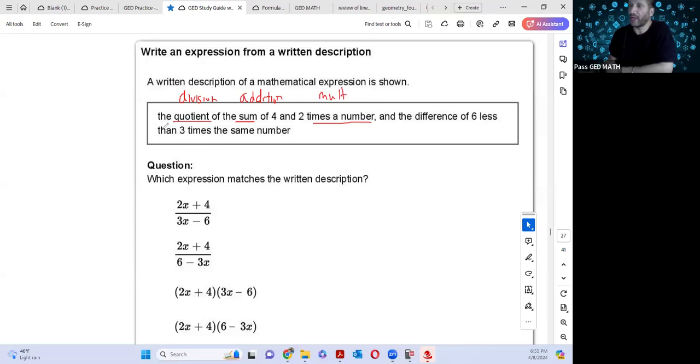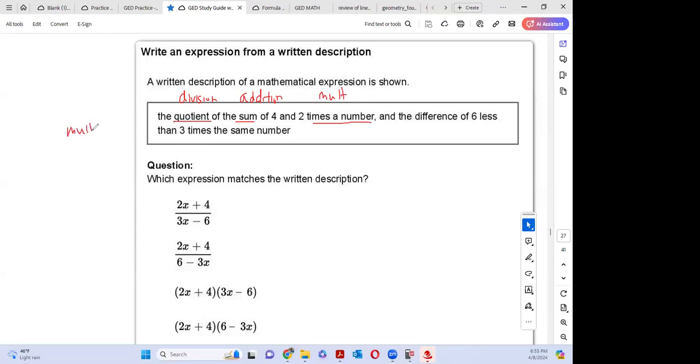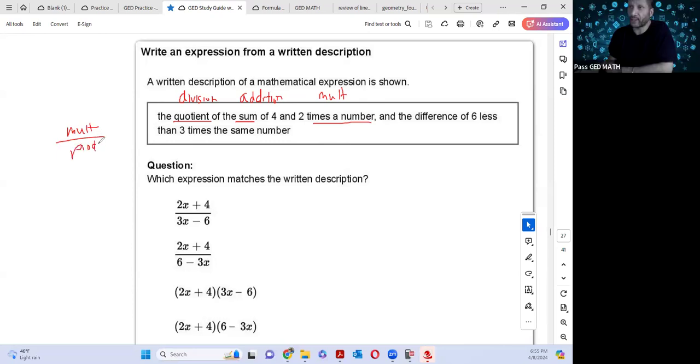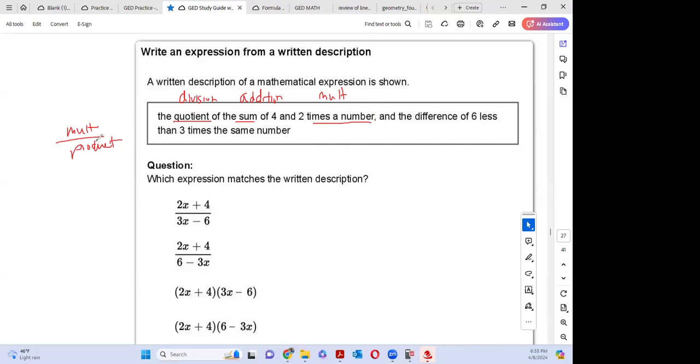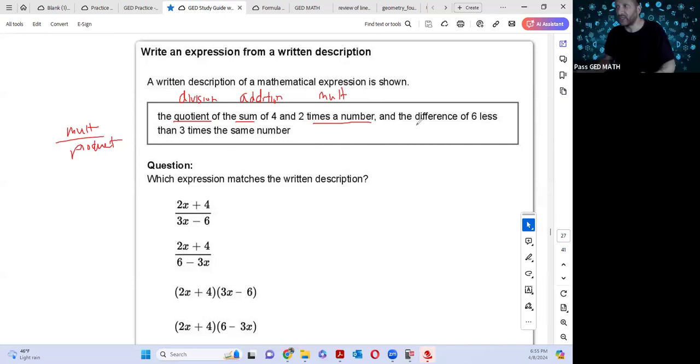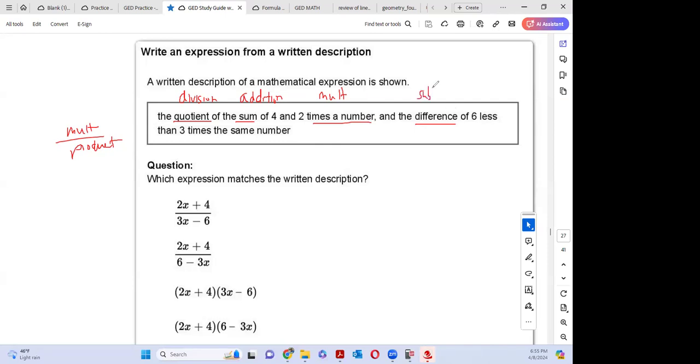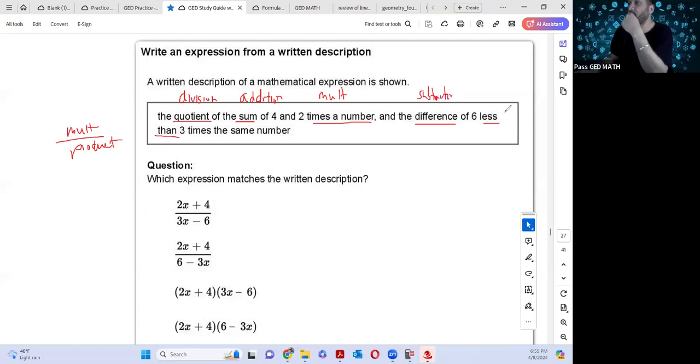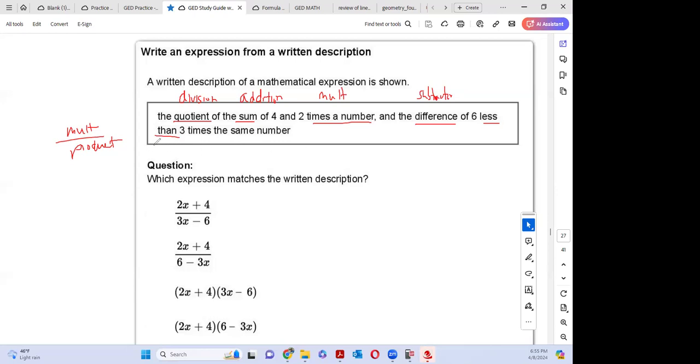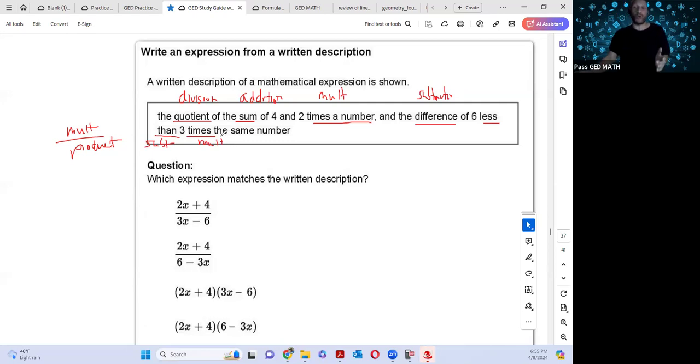Also, they like to use product. For multiplication, they love to use the word product. People say product is something you buy from a store. No, when they use product in a mathematical sense it means multiplication. Difference means what? Subtraction. And less than means what? Subtraction too. 3 times means what? Multiplication. So there's certain words you need to know in order to do this problem.